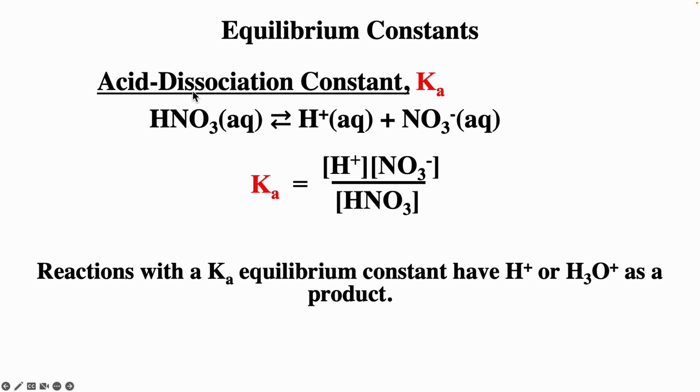Now, an acid dissociation constant is just an equilibrium constant. And acid dissociation means that we're starting with the acid as a reactant, and it's breaking apart into ions. Now, for a reaction that has a Ka as an equilibrium constant, you will always have hydrogen ion or hydronium ion as a product. Please remember, hydrogen ion and hydronium ion are the same thing.